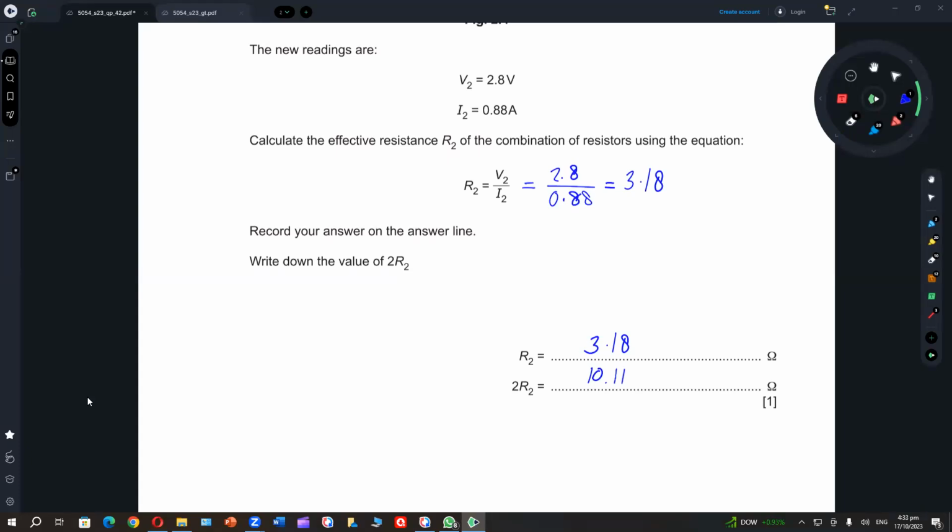Because it should be 2 into 2, 8 are 16, 3. Can you double check 3.18 into 2? Double check the multiplication. It's 6.36. Sorry, it's 6.36. For R2 or 2R2? 2R2, 3.18 multiplied by 2. Okay. So what is the corrected answer? 6.36. That looks fine.